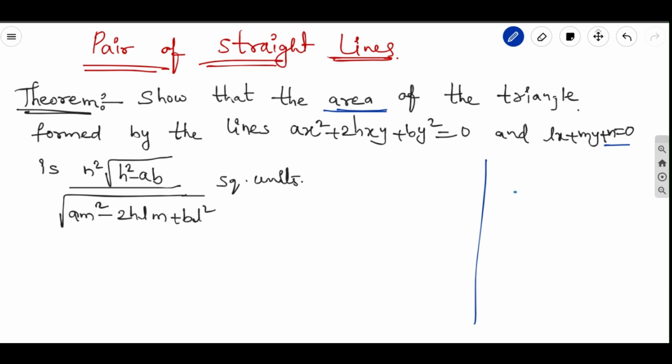Here, first we draw the triangle with the coordinates. This is the x-axis and this is the y-axis. Both intersect at the origin O. This is (0, 0).